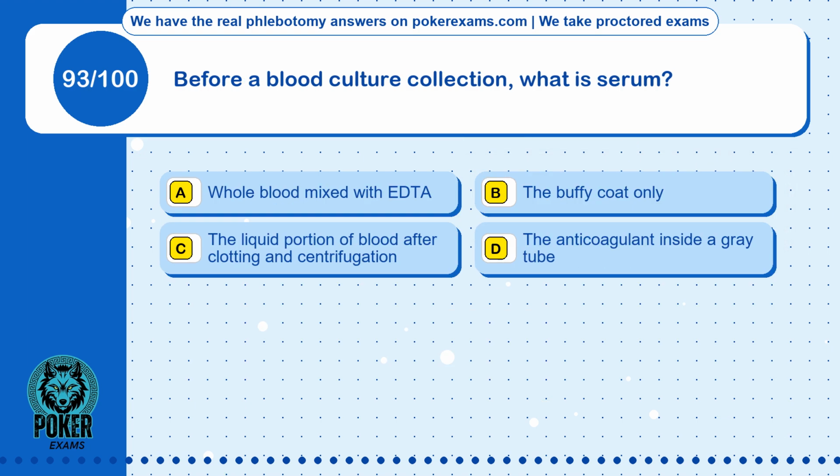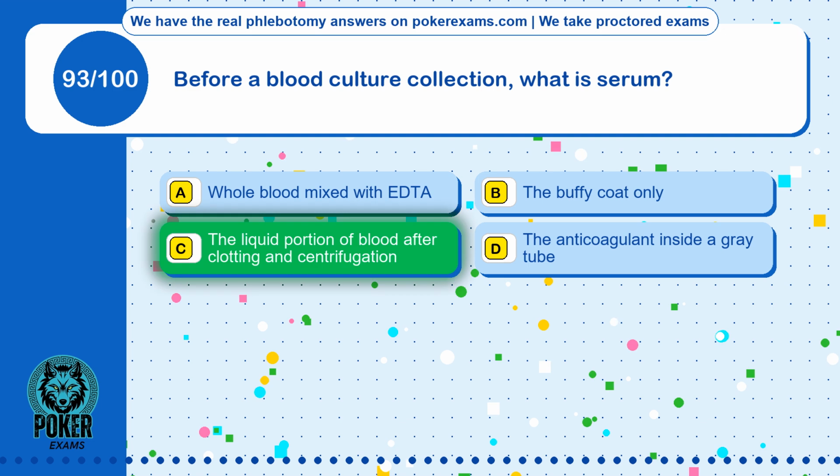Question 93. Before a blood culture collection, what is serum? Option A, whole blood mixed with EDTA. Option B. The buffy coat only. Option C. The liquid portion of blood after clotting and centrifugation. Option D. The anticoagulant inside a gray tube.